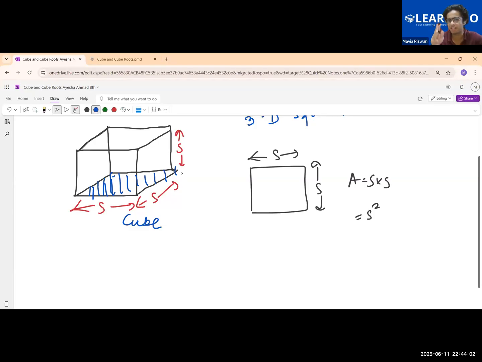So here we have three dimensions now, right? Got it? Yes, sir. Here we have three dimensions. That is why a square is a 2D figure, but a cube is a 3D figure. Here we have three dimensions. Okay, this was important. Now, the whole volume.